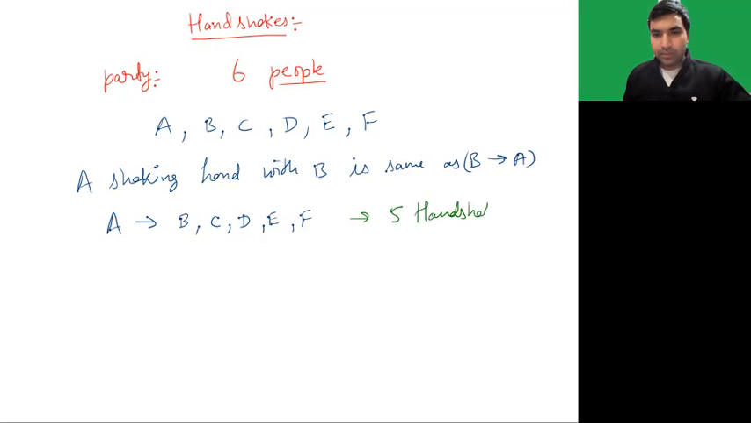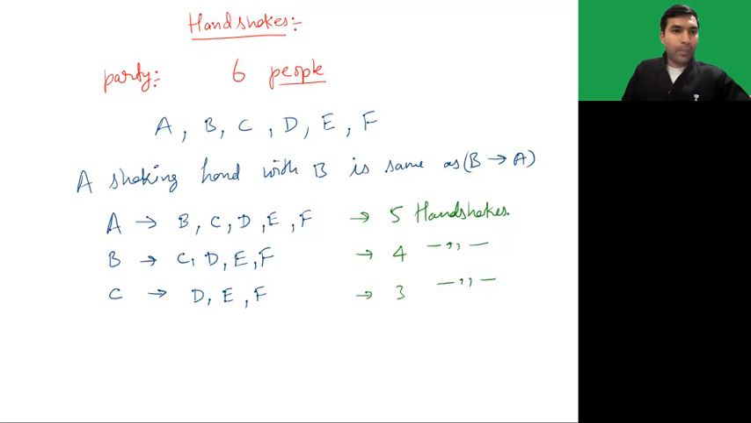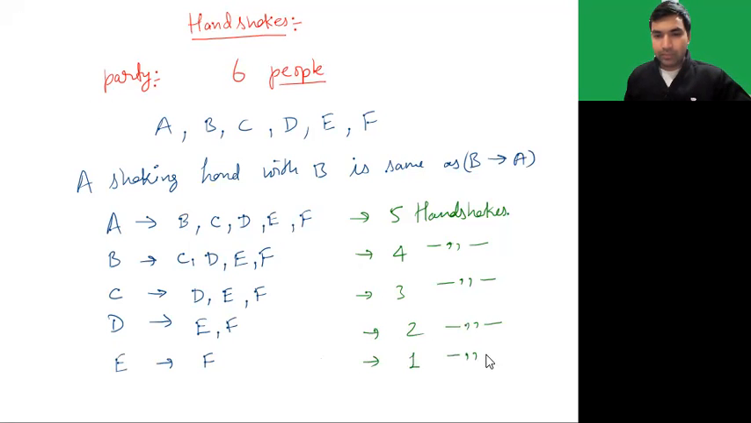I can write here five handshakes. Then B will shake hand with C, D, E, and F, so here we have total four handshakes. Then similarly, C will shake hand with D, E, and F, so we have total three handshakes. Then D shaking hand with E and F, two handshakes. And lastly, E will shake hand with F, the last handshake, that is one. Now all we have to do is add this up. 5 plus 4 is 9, 9 plus 3 is 12, 12 plus 2 is 14, 14 plus 1 is 15. So total number of handshakes is 15.